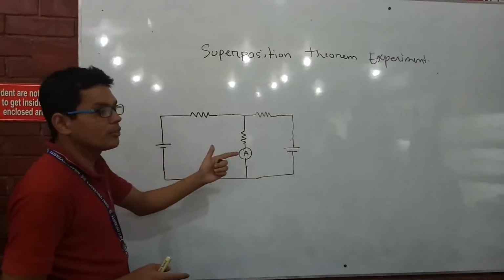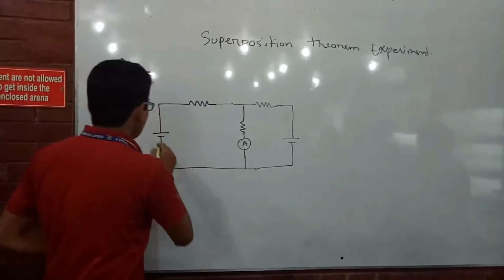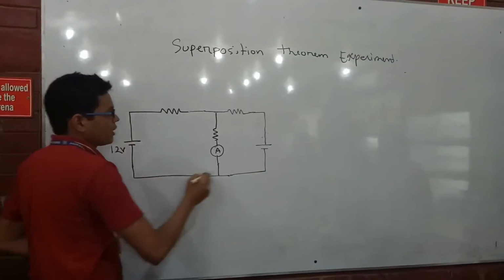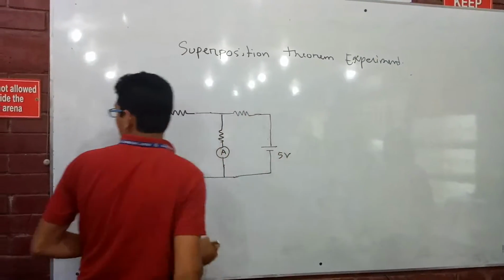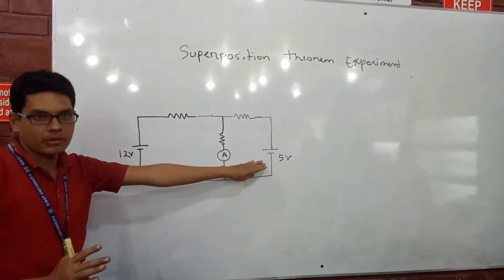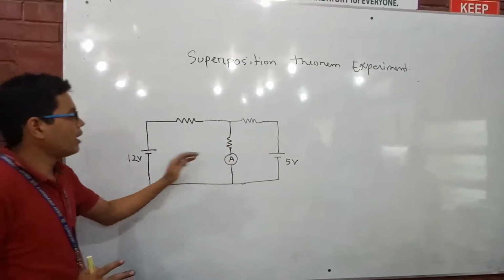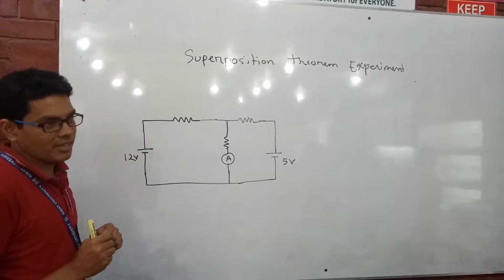We will use two different sources. So, for example, there will be a 12 volt source and there will be a 5 volt source. So, these two different sources are working, right? For now. And now listen, what does the superposition theorem say?